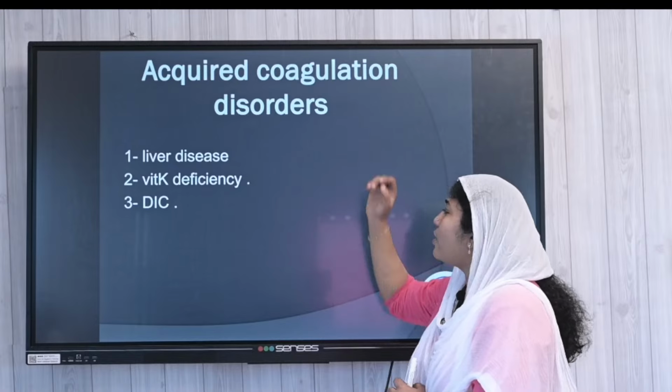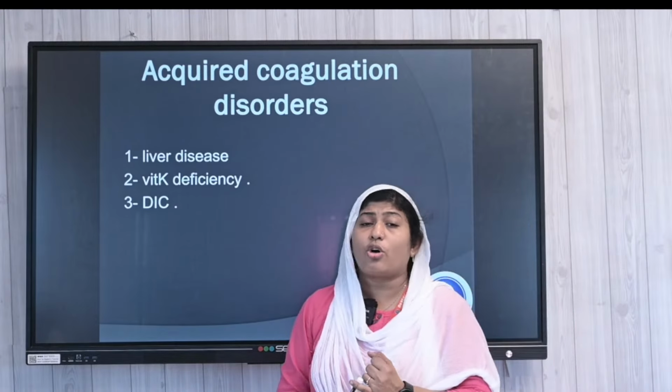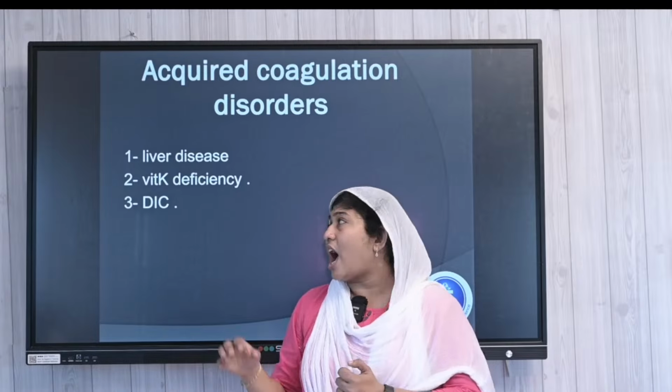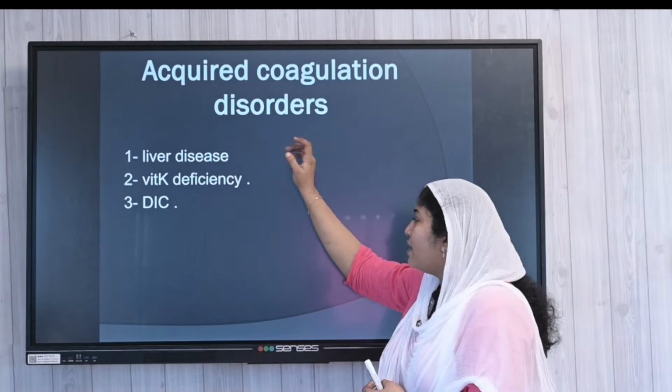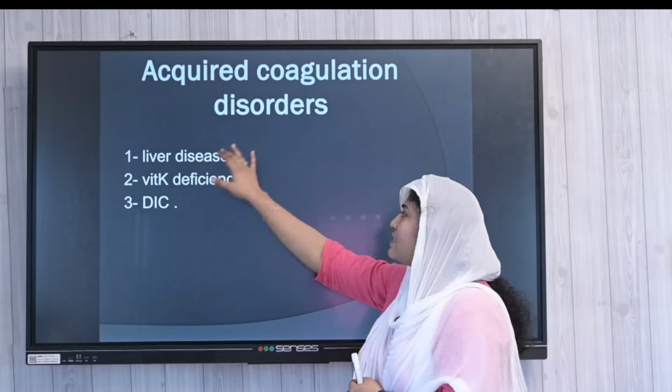Then acquired coagulation disorders means not by birth, not a hereditary condition. Acquired means that later in life the patient will be affected by a problem, the first being liver disease.